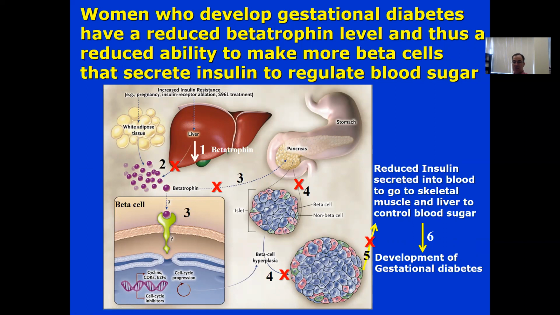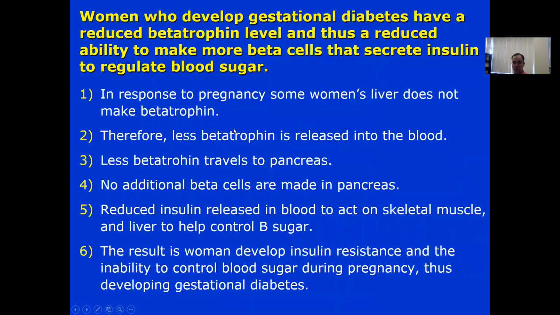And therefore, there is reduced insulin secreted in the blood by the woman to go to the skeletal muscle and liver to control blood sugar. And with less insulin, the woman develops gestational diabetes, or high blood sugar. The reason why this develops in women is unknown, but in some individuals, this is what occurs, leading to gestational diabetes. Again, this is just an overview of what we talked about in the previous slide.